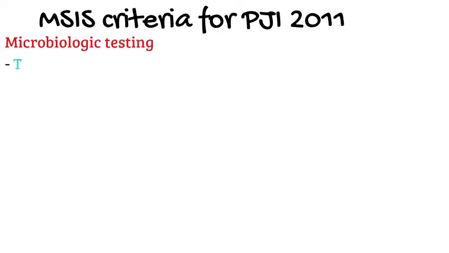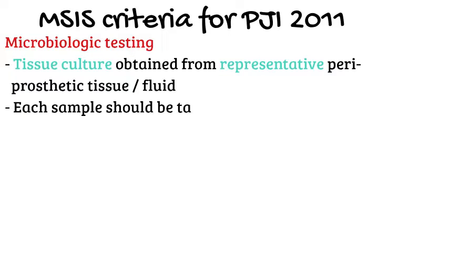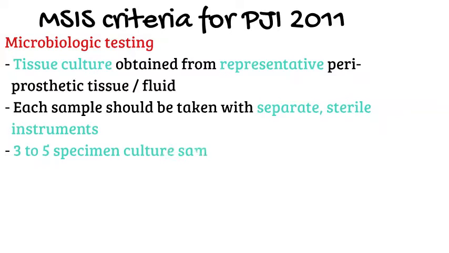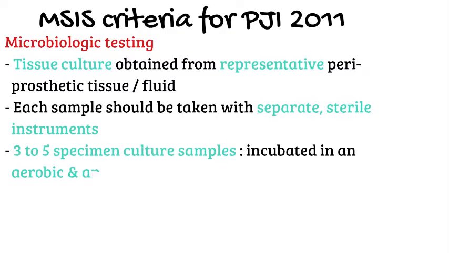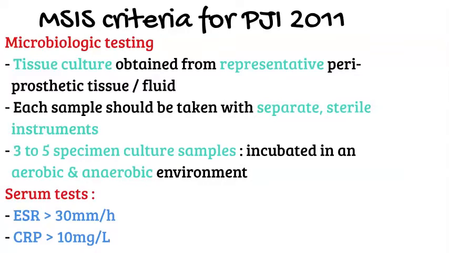For microbiologic testing, the tissue culture is obtained from representative periprosthetic tissue or fluid. Each sample should be taken with separate sterile instruments. 3 to 5 specimen culture samples are incubated in an aerobic environment. For the serum test, the ESR should be more than 30 mm per hour or CRP more than 10 mg per liter.